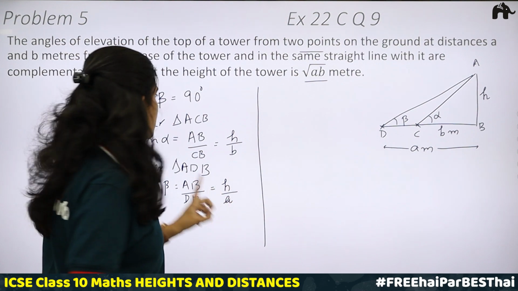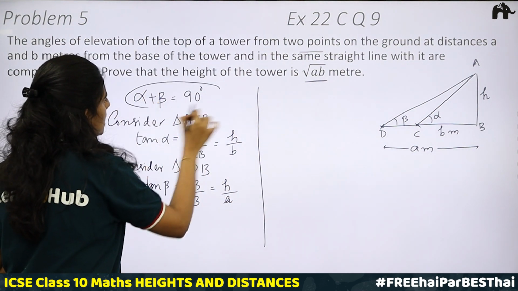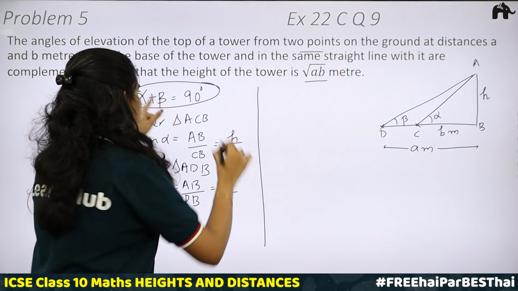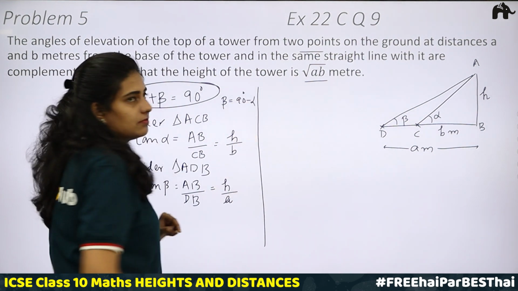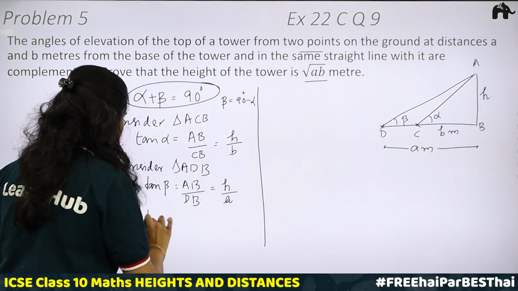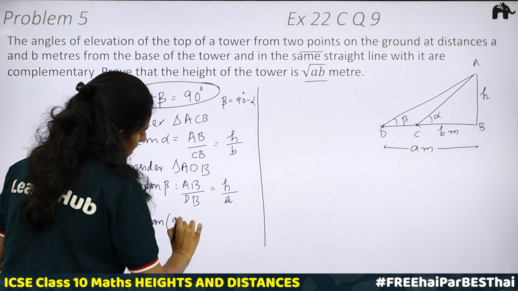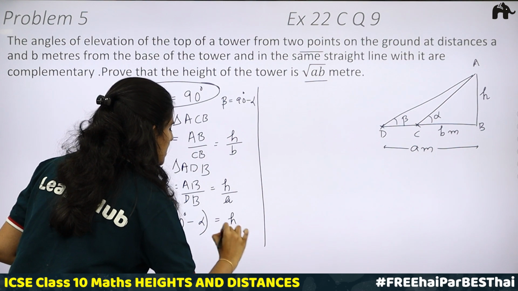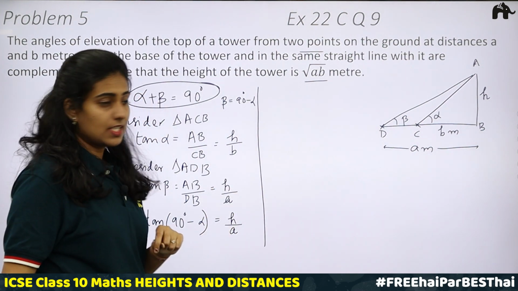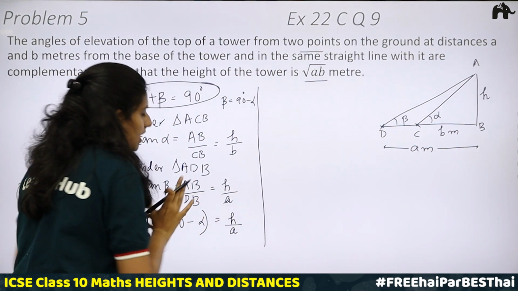Here it is given that alpha plus beta is equal to 90 degrees. Then we can write beta is equal to 90 degrees minus alpha. Yes. So this is tan of 90 degrees minus alpha equal to H divided by A. Tan 90 degrees minus theta.